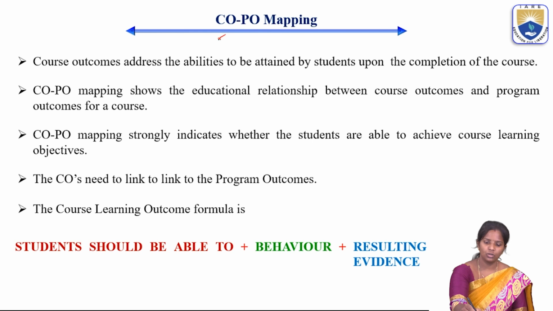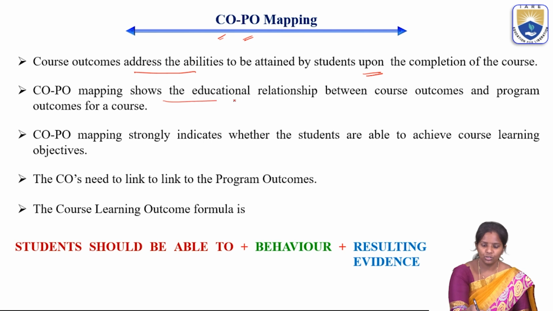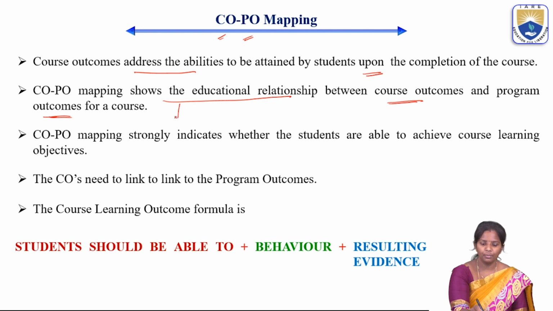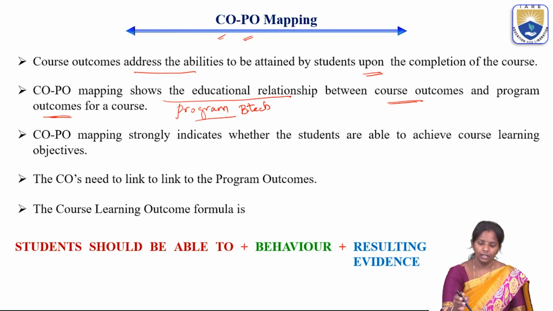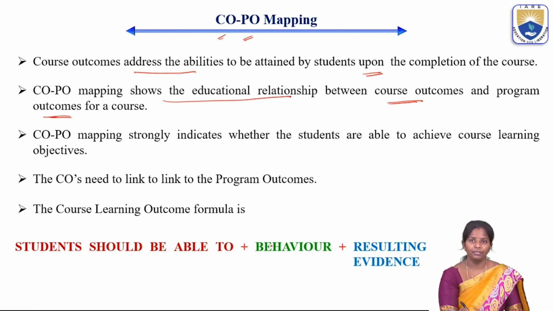So what is course outcome and program outcome mapping? Course outcome addresses the abilities to be attained by the students upon completion of the course. So upon completion of the course, the student will be able to understand what to do and how to do. Mapping shows the educational relationship between the course outcome and the whole program outcome. Program is like the BTech graduation program, while a course is a particular specific subject course. So when we do the mapping, the learner will have a better idea.